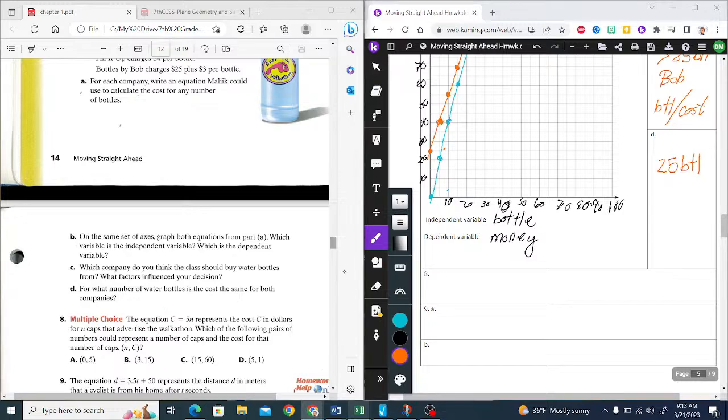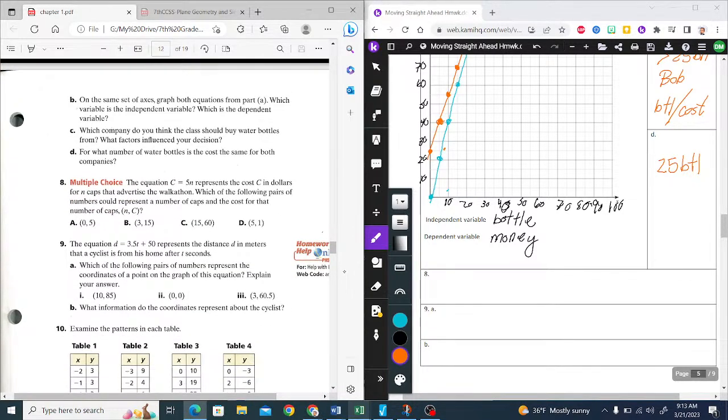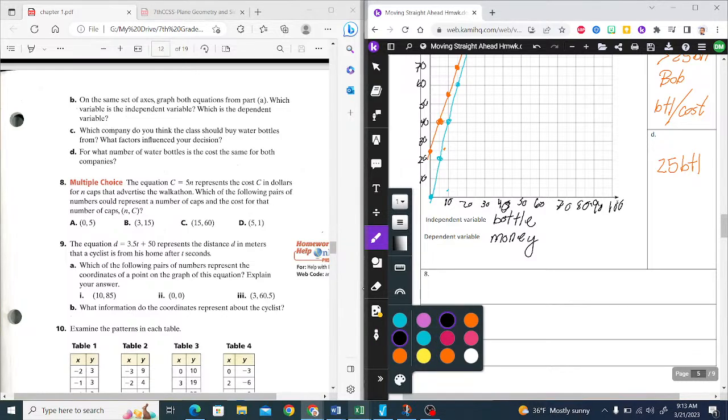Number 8. The equation C equals 5N represents the cost in dollars for caps that advertise the walkathon. Which of the following pairs of numbers could represent the number of caps and the cost? So we just put the numbers in. 0 times 5 is 0, so it's not A. 3 times 5 is 15, so B would work. 5 times 15 is 75, so C doesn't work. And 5 times 5 is 25, so D doesn't work.